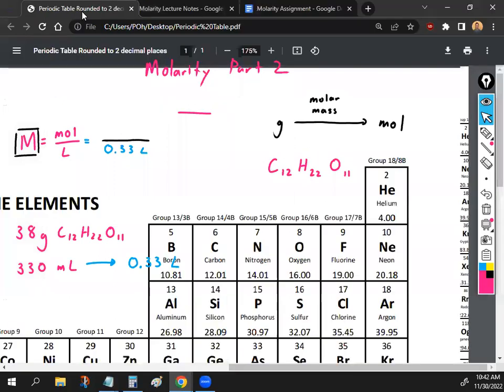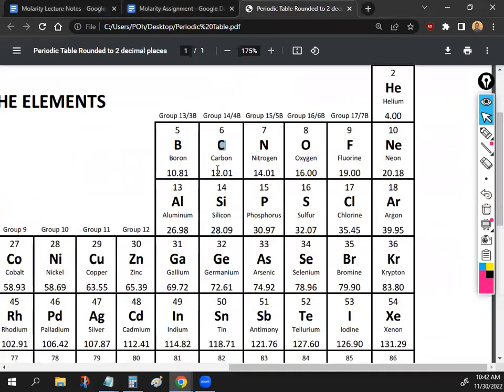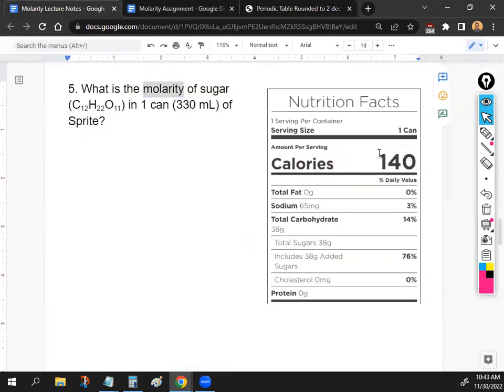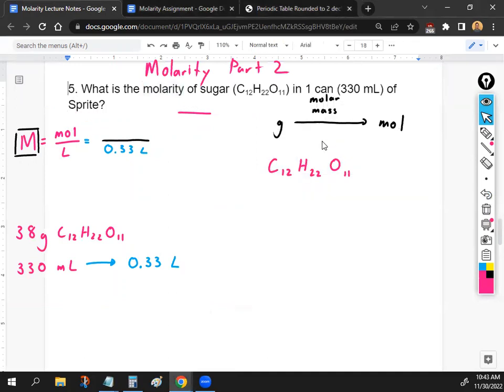Okay, guys, let's go over the molar mass of sugar. I'm going to pull out my periodic table, which you guys should have as well. Now, sugar is made out of carbon. What's the molar mass of carbon? Yeah, 12.01. So we can write that down on our paper. 12.01.